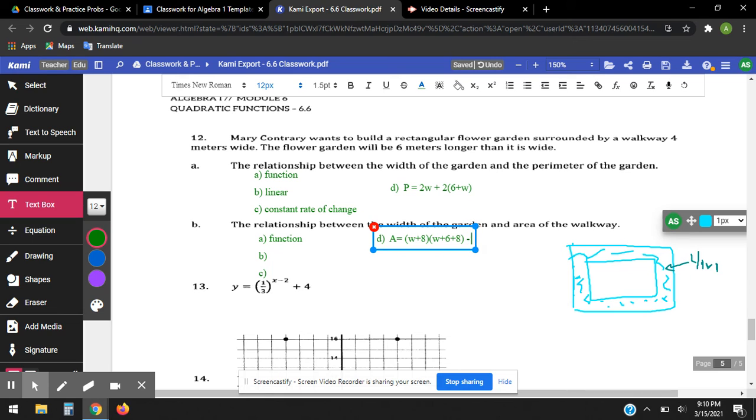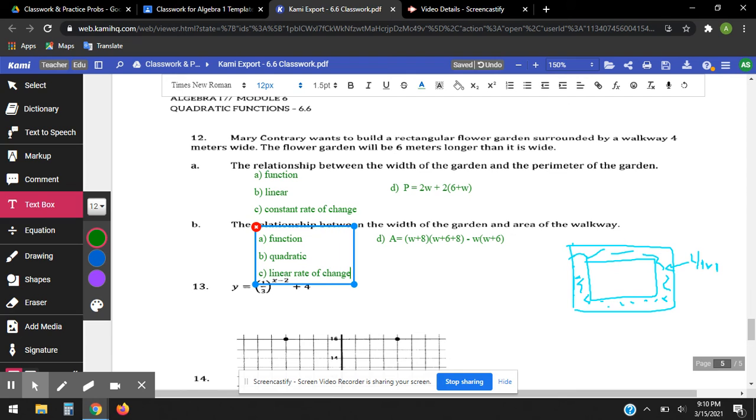And then we got to take out the length times width of the inside. W times W plus 6. Wow, that's a lot going on. But the key thing I'm looking at here is a W times a W. We're going to have W's times W's, which makes this a quadratic function. And if it's quadratic, then that means we have a linear rate of change. That was a little trickier.